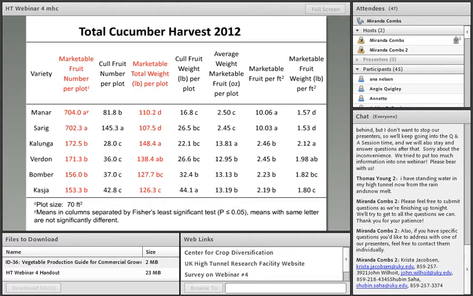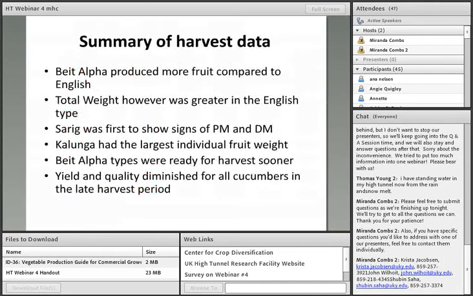Are you selling it by piece or are you selling it by the pound? And due to the great diversity we have in our markets in Kentucky, you might be doing it one way or the other, and that may dictate your decision on which direction to go. But in summary of this data, the beta alphas produce more fruit compared to the English. Total fruit weight was greater in the English type.